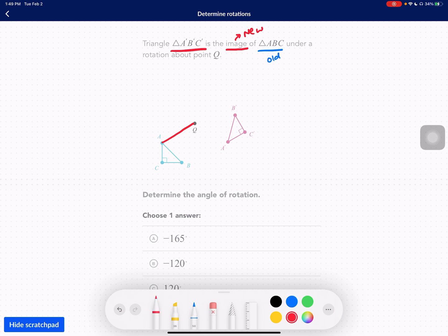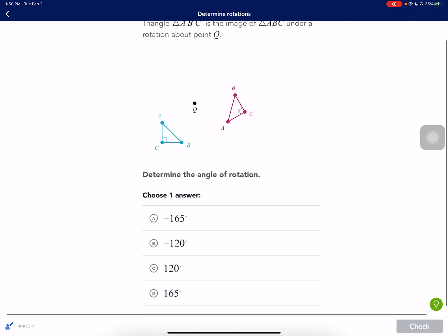All right. So looking there from A to Q, and then from A to A prime. All right, so again, we could say like, oh yeah, let's go clockwise and go all the way around here, but let's not do that because Khan Academy right now wants us to have things less than 180. And I know that because the answer choices, none of them are greater than 180.